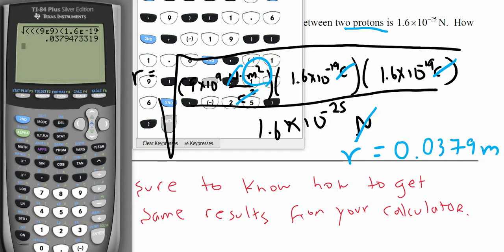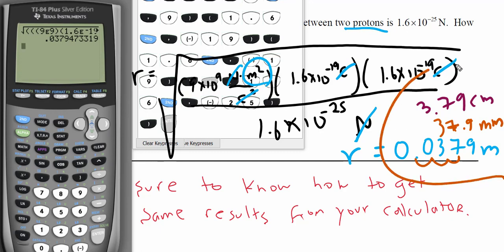So the calculator gives 0.03794, etc. I rounded it up. And of course, note that this is a very small number, so we might consider 1, 2, right? We could say this is 3.79 centimeters. We could even go, let's try a different one. 1, 2, 3, we can see this is 37.9 millimeters. So be aware that when it comes to this kind of stuff, we have to be a bit more fluid and flexible with how we express our answers.